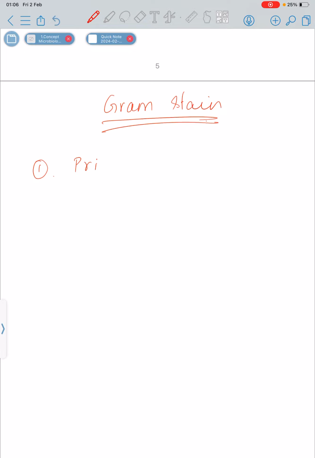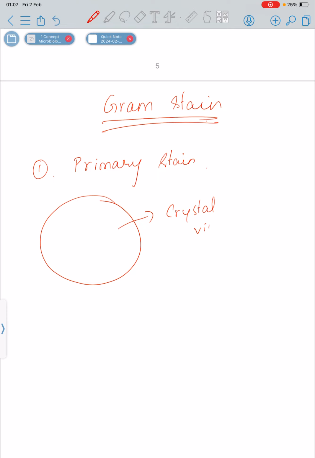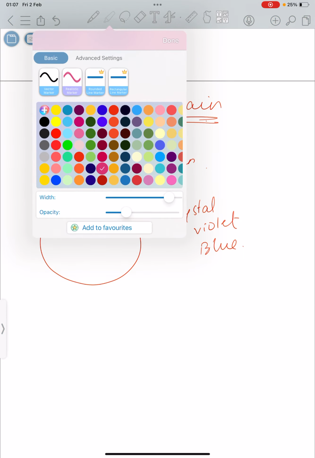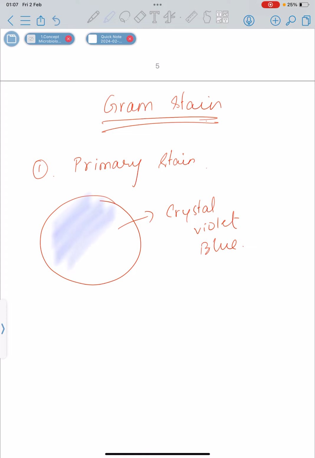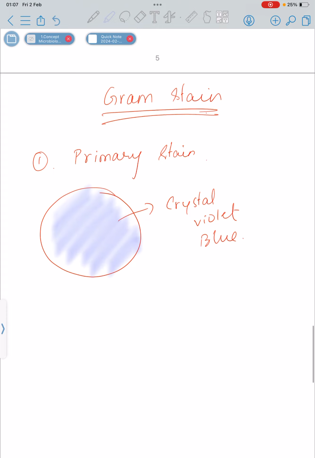So, what is Gram stain? Gram stain basically occurs in four steps. Number one, we put one primary stain. For example, if this is one dish, we put crystal violet blue. If you put crystal violet blue, everything will turn into this color.